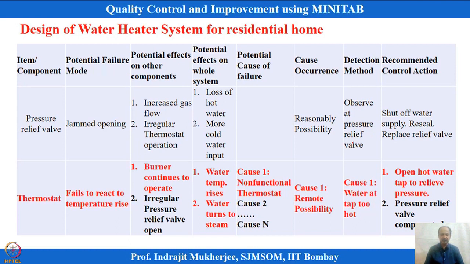Within the water heater system, there can be a thermostat, as you can see here. There is a thermostat which basically controls the temperature, and it can also fail. Then there will be a potential failure mode of this item, the thermostat, which is a component within the water heater system. There can be multiple components like that, and every component can fail. If it fails, in which way it will fail is the potential failure mode. So the failure mode may be that it is not reacting. I am taking one example here, the thermostat, which fails to react to temperature rise. This is the potential failure mode.